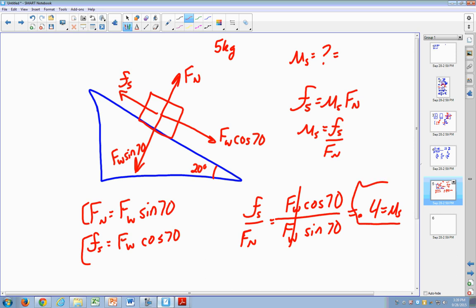That's a little bit different than we've completed it in class. You could go through and just find out these numbers, because we know Fw, right? It's 50 newtons. And so you just say 50 sine of 70, 50 cosine of 70, and then do the ratio of Fs over Fn. So anytime you're looking for a frictional force, remember you're going to have to find that normal force too, because they're related.